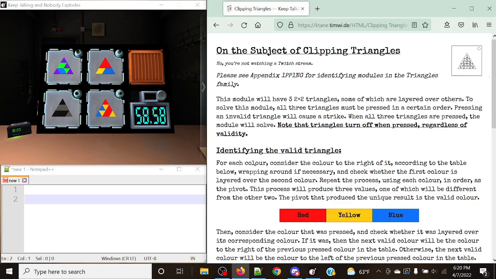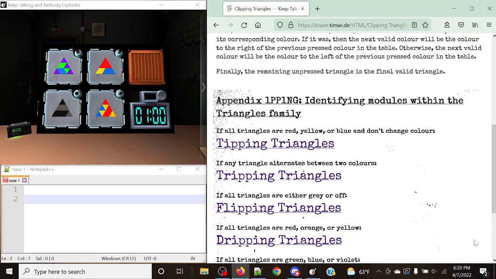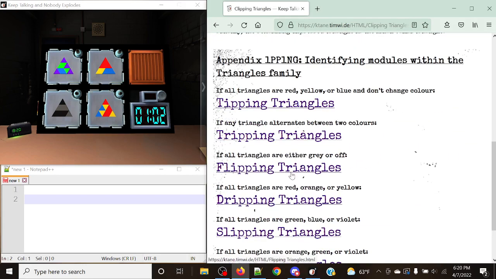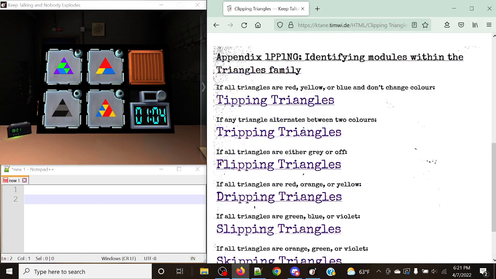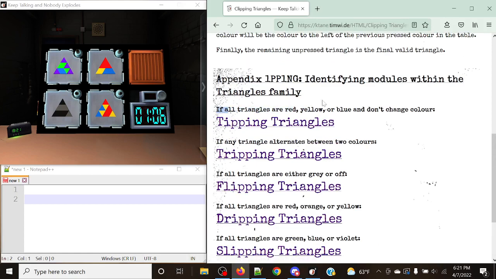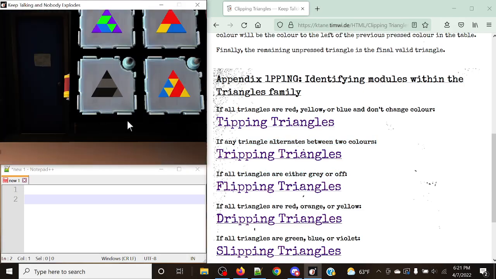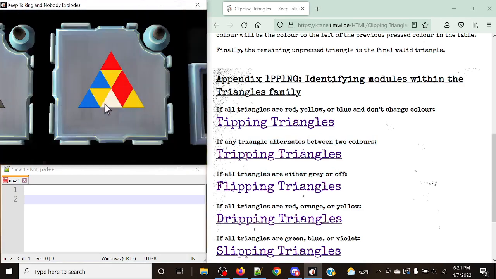This one is a pretty straightforward module to see. We have a series of different triangles. If all triangles are red, yellow, or blue and don't change color, this is going to be corresponding to tipping triangles. If any triangle alternates between 2 colors, this is going to be tripping triangles. If all triangles are either gray or off, this is going to be flipping. This is the one we're looking at right here. And by the way, this one was tipping right here as well.